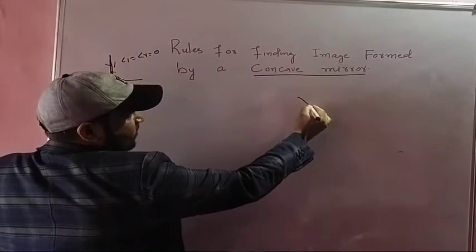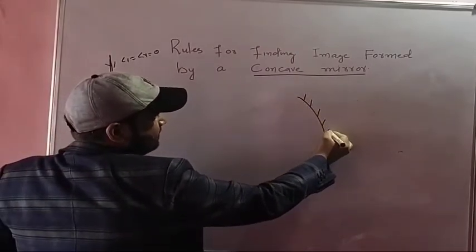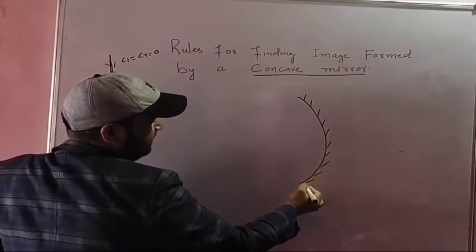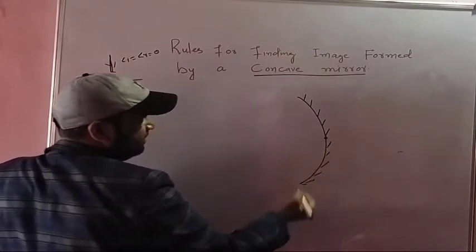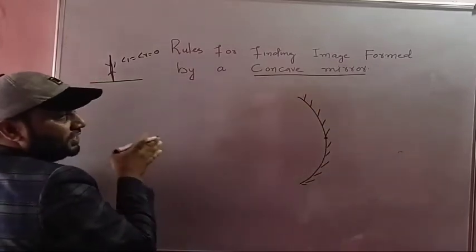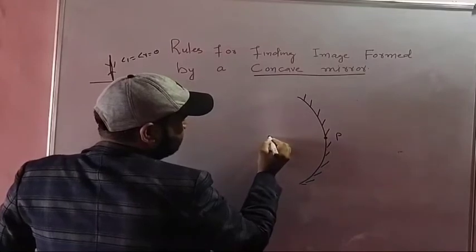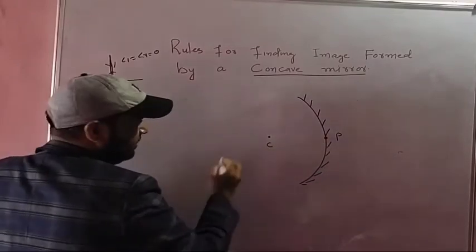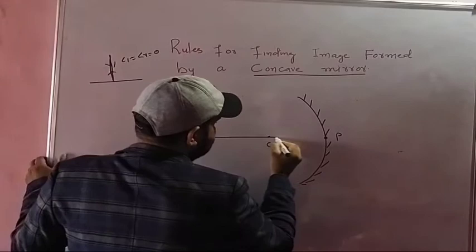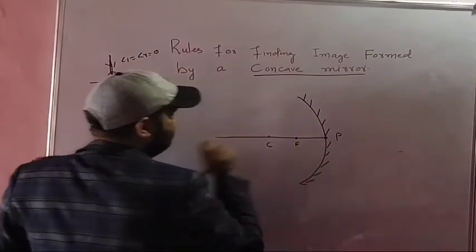Okay, again you have concave mirror. Here it is, concave mirror. अभी भी अगर आपको पता नहीं है तो concave mirror is the mirror which is polished outside, but reflection takes place inside. This is pole, this is center of curvature, and this is the principal axis. Yes, and this is the focus.